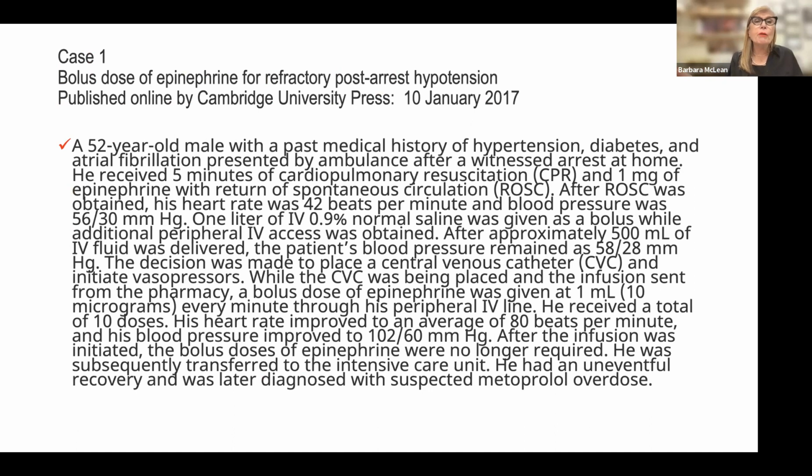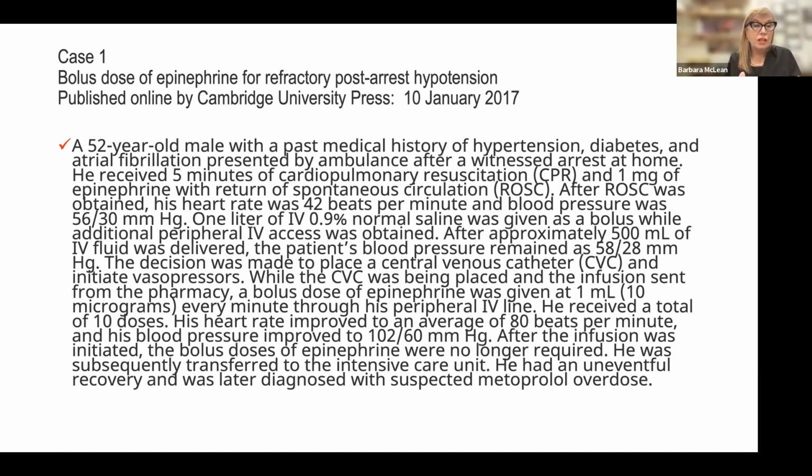So here's a 52-year-old man with past medical history of hypertension, diabetes, and AFib, who comes to hospital by ambulance after he had a witnessed arrest at home. He received 5 minutes of CPR in the ambulance, and once he's triaged into our CPR room, he receives 1 milligram of epinephrine, and he has return of spontaneous circulation. After that, his heart rate was 42 beats per minute, and blood pressure was 56/30. So you can see he's bradycardic and hypotensive.